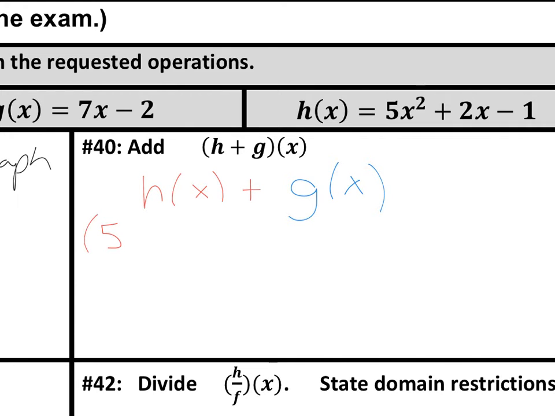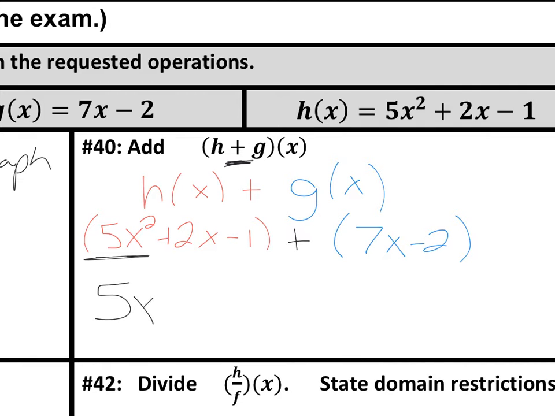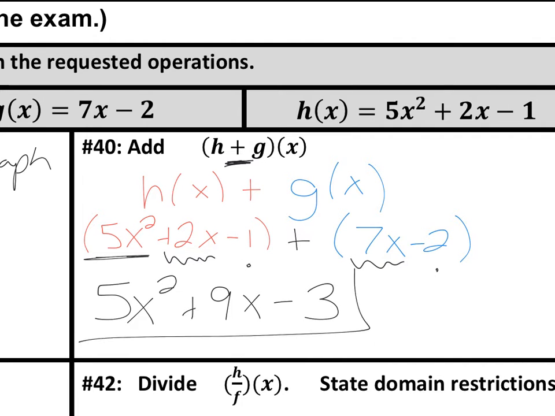Okay, h of x is 5x squared plus 2x minus 1, and g of x is 7x minus 2. And we are told in between that we are adding. Please do not distribute. That will take a long time. All we're doing is combining like terms. We have a 5x squared. Combine like terms on the 2x and the 7, and we get plus 9x. And combine like terms on the last two, and we get -1 minus 2 is -3. We are supposed to have x's, so we are done.